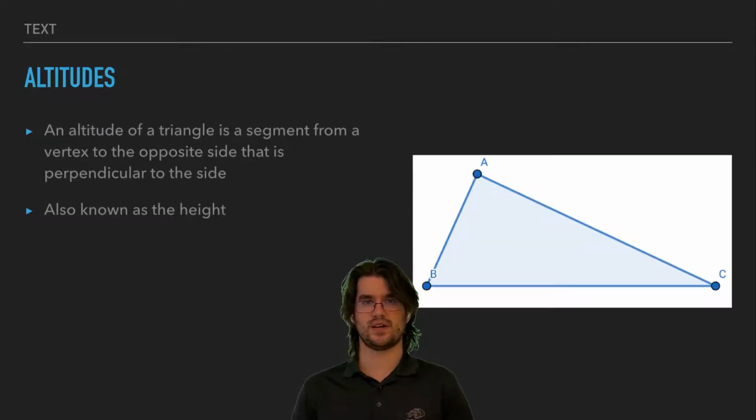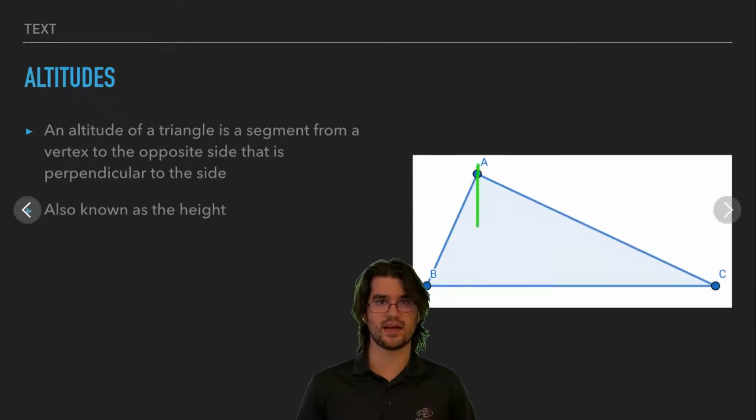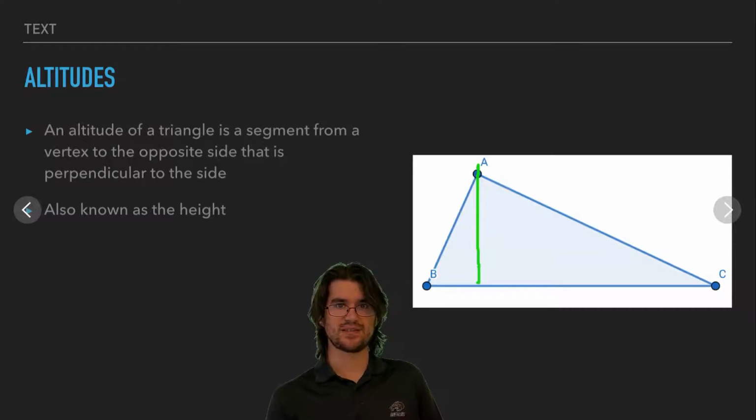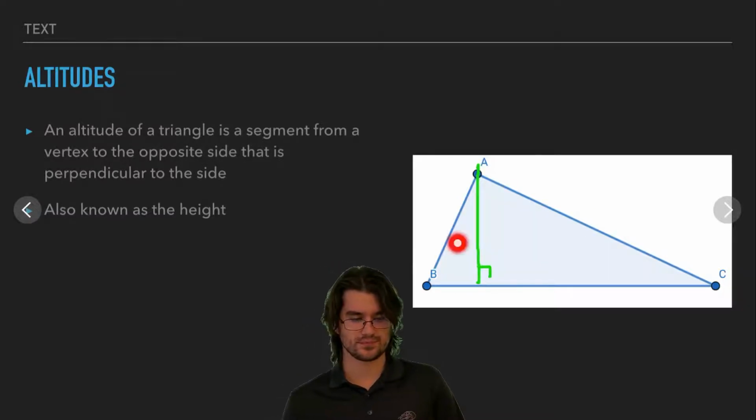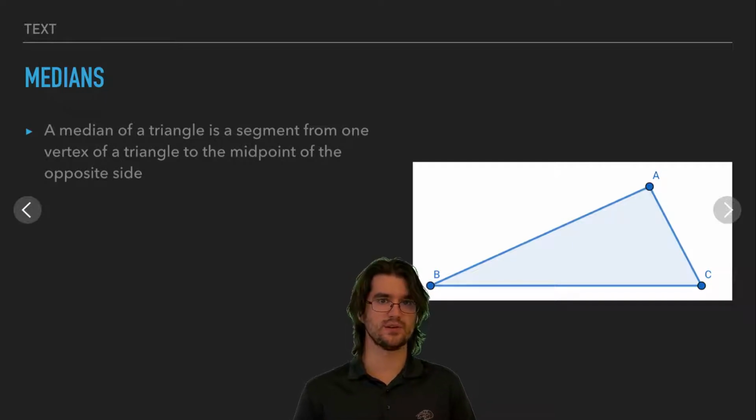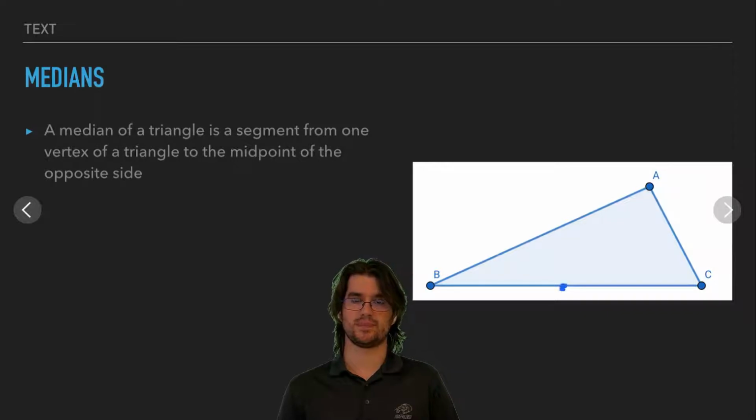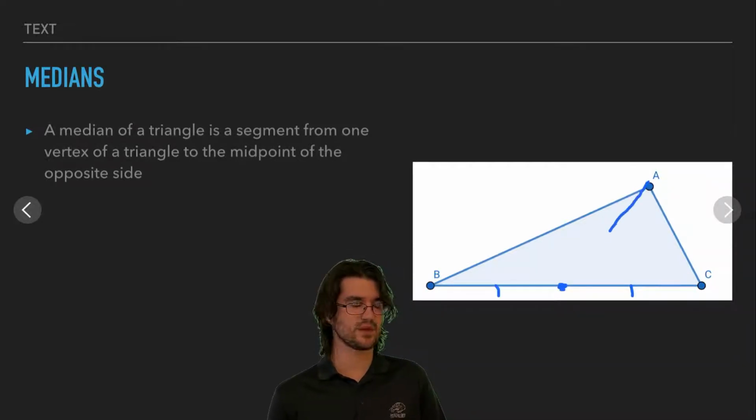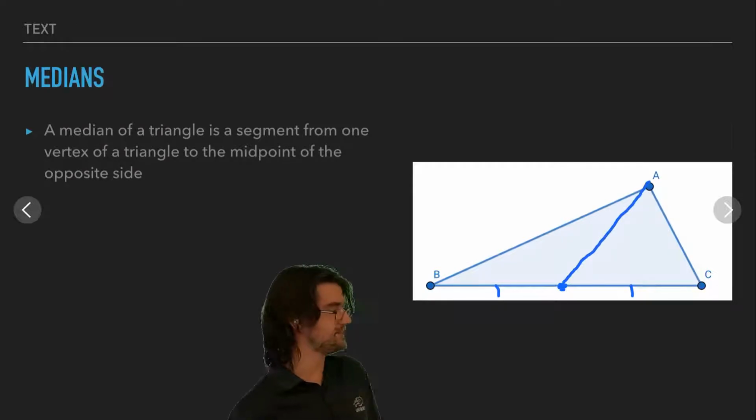An altitude of a triangle is a segment that connects a vertex to the opposite side as long as it's perpendicular. It has to create a right angle, such as this. This segment is an altitude. A median is a segment that connects a vertex, or a corner of a triangle, to the opposite side such that it bisects the side. It cuts the opposite side in half. So this is a median.